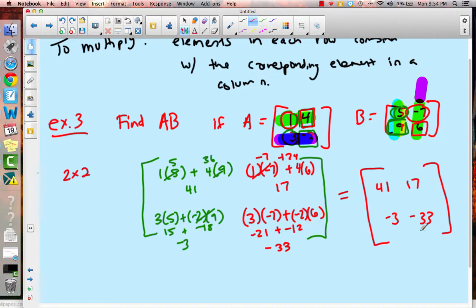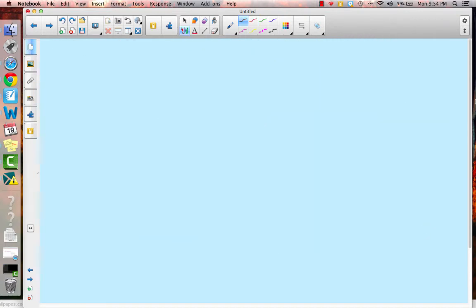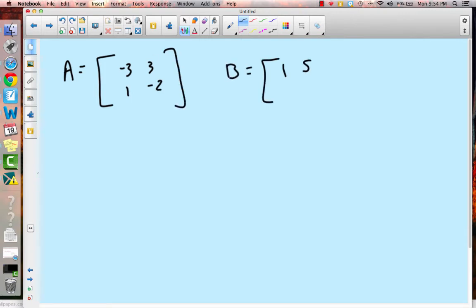So let's go ahead and try another one. So this one, I'm assuming that A is equal to this matrix, -3, 3, 1, -2, and B is equal to 1, 5, -3, -2 here. And I want you to find AB. So I want you to go ahead and try this matrix on your own and see how you do. If you have any questions as you're working through it, just pause the video, come ask me really quickly. Otherwise, you can check your answer here in a second after you've tried it on your own.